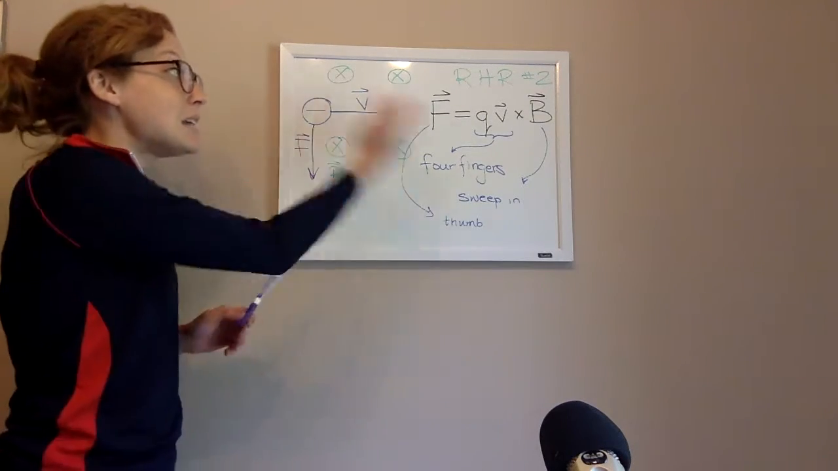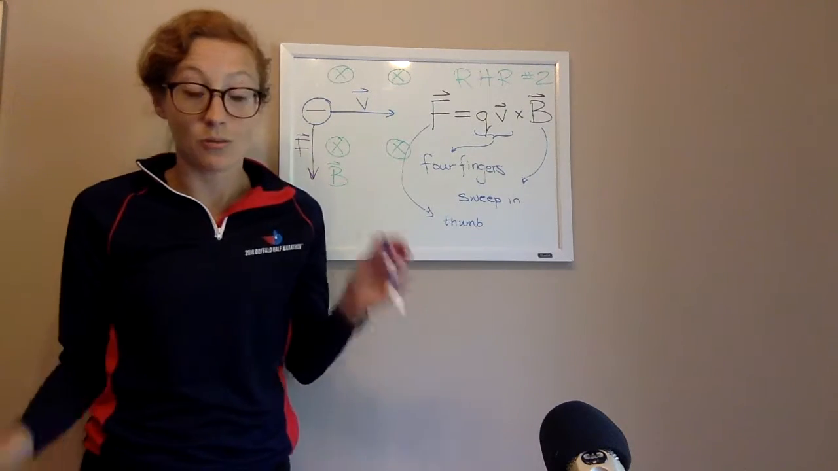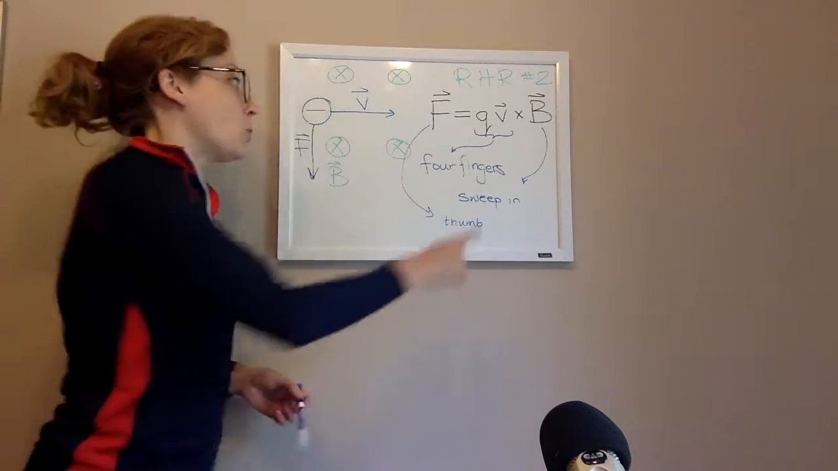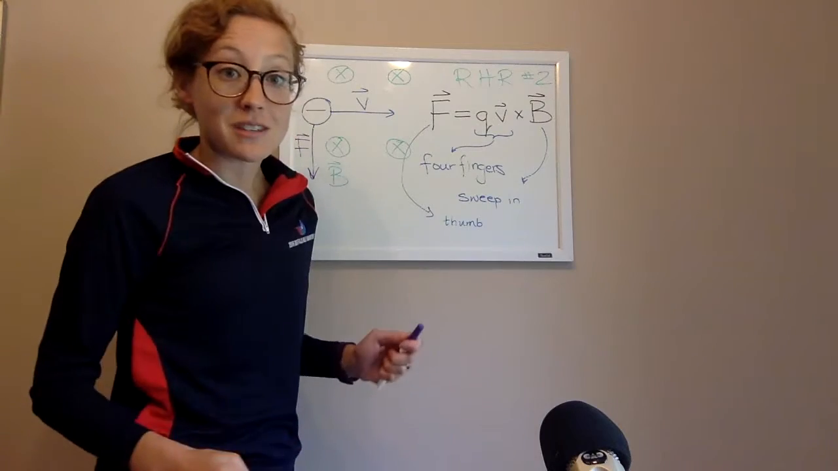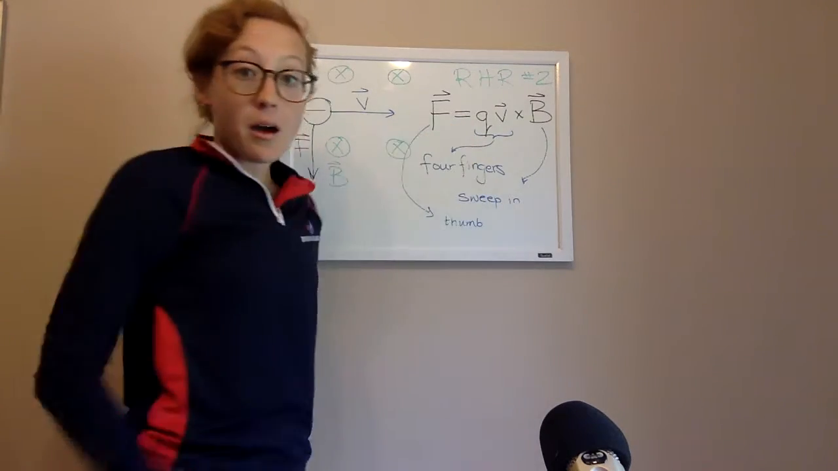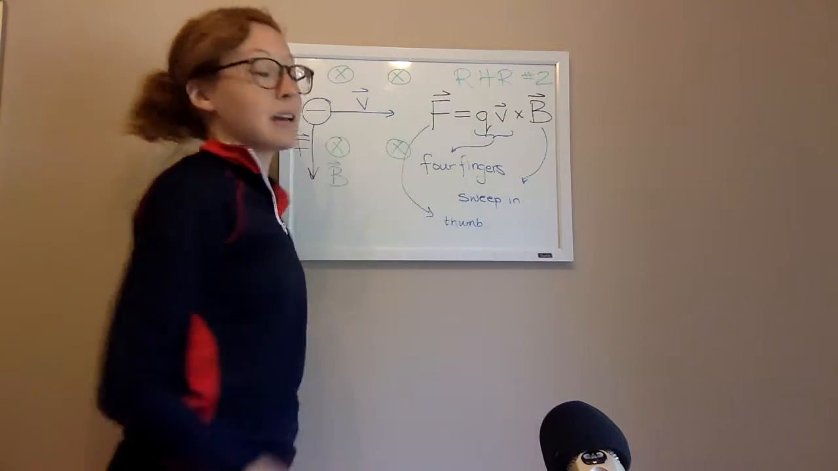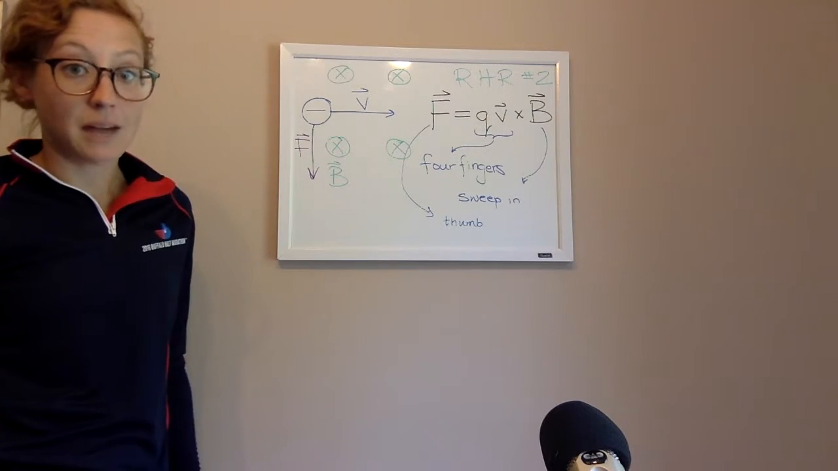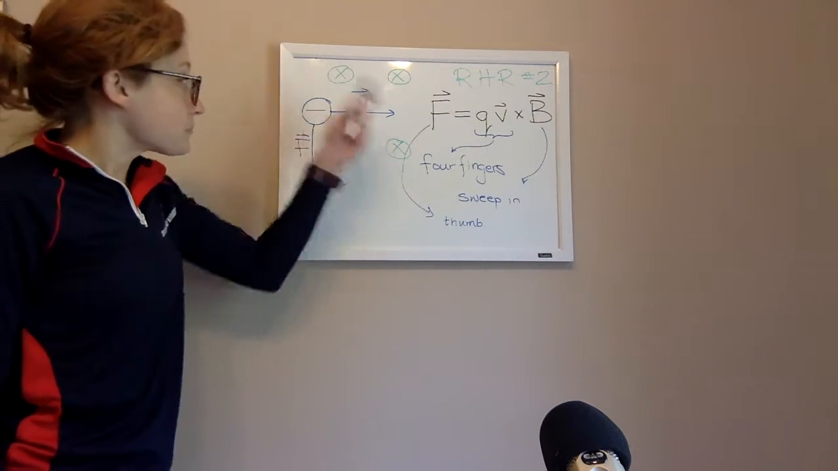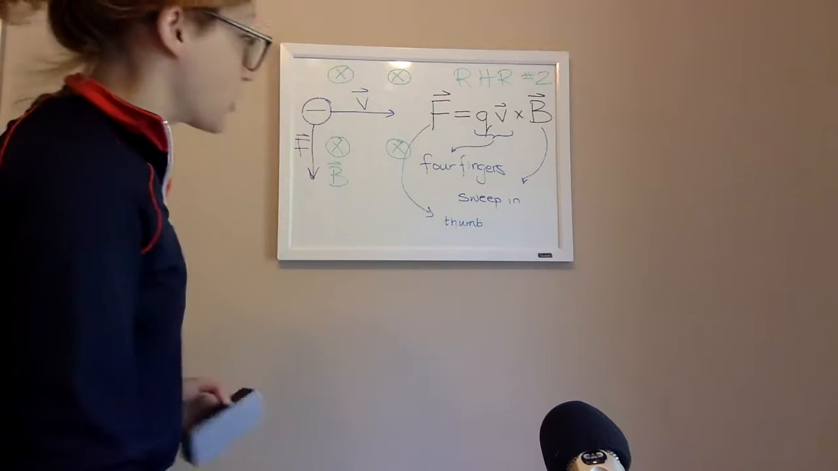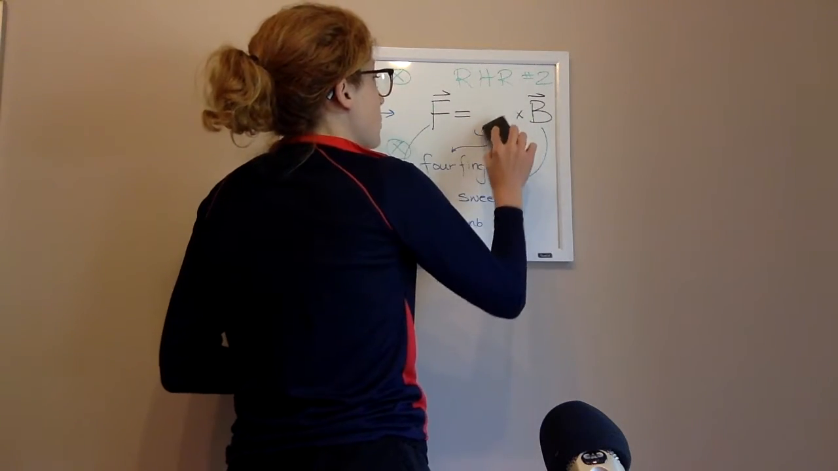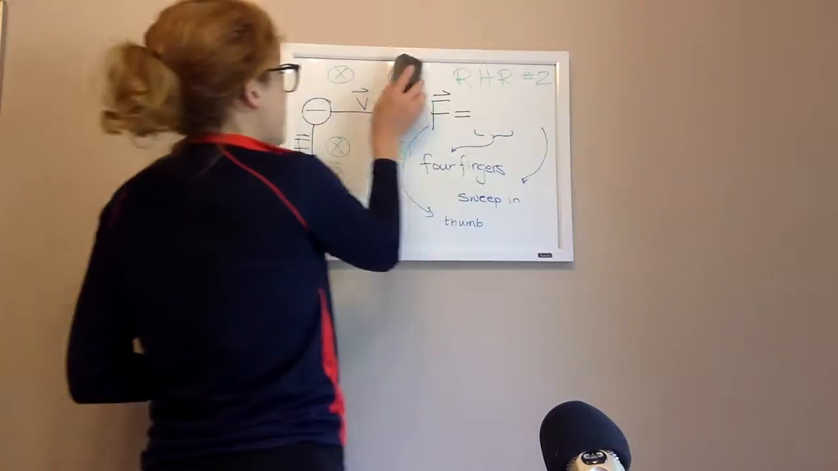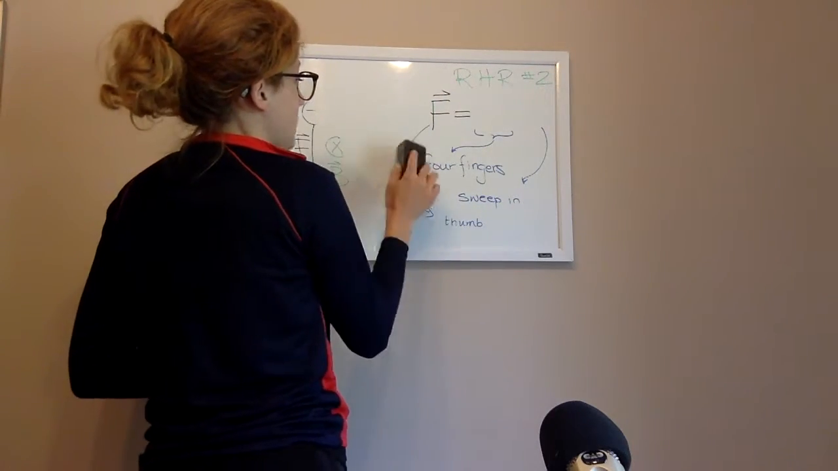And so we can use this any time that we're given any sort of cross product equation. We can take 4 fingers, put them in the direction of the first bit, then sweep them in the direction of the second bit, and then our thumb is pointing in the direction of the thing that is on the left-hand side of the equal sign. So let's try another example. This one not involving a charge. This one's going to use a slightly different equation. So instead of QV cross B, I'm going to use IL cross B.